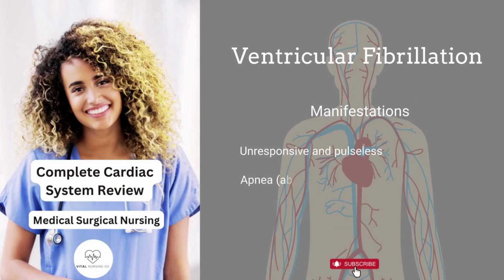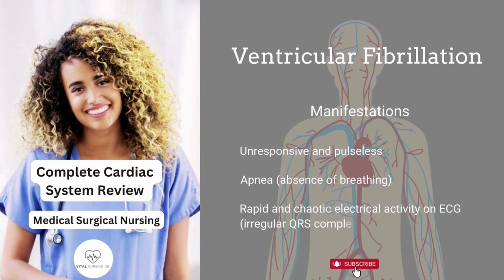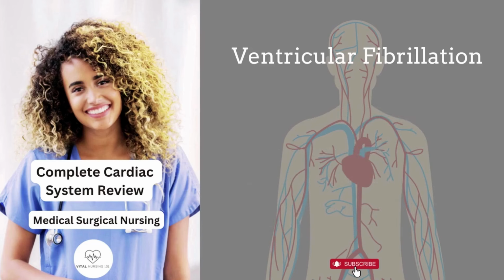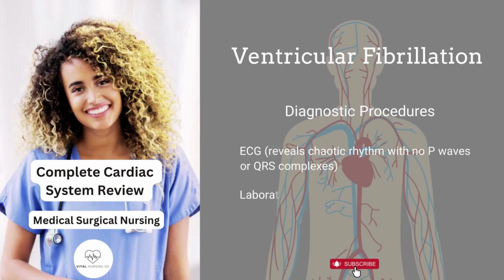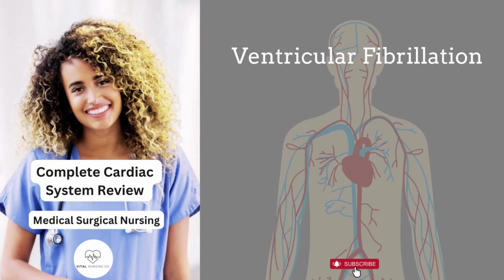Manifestations are the following: unresponsive and pulseless, apnea or the absence of breathing, and rapid and chaotic electrical activity on ECG, showing irregular QRS complexes. Diagnostic procedures are the following: an ECG reveals a chaotic rhythm with no P waves or QRS complexes. Laboratory tests check for underlying causes like electrolytes.